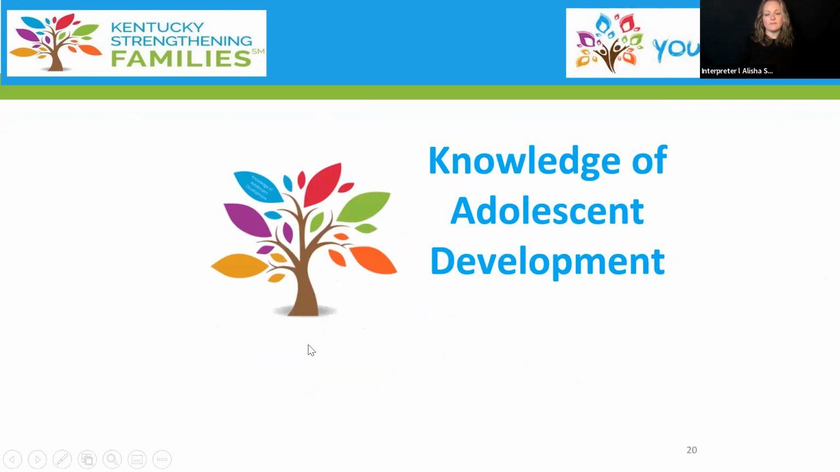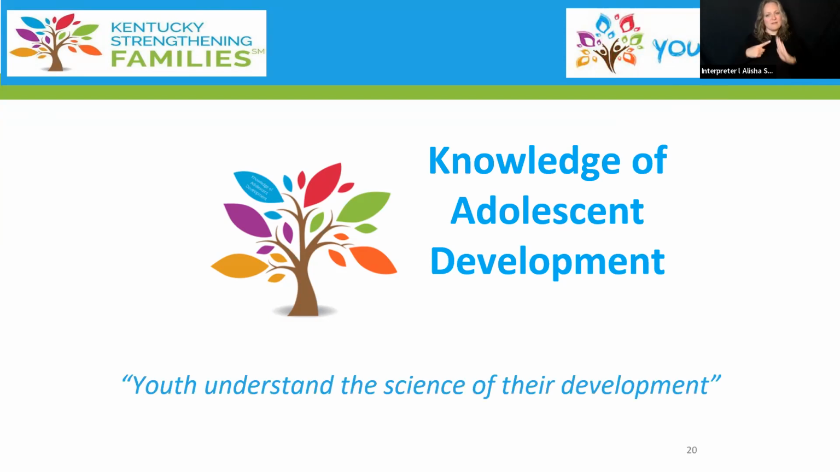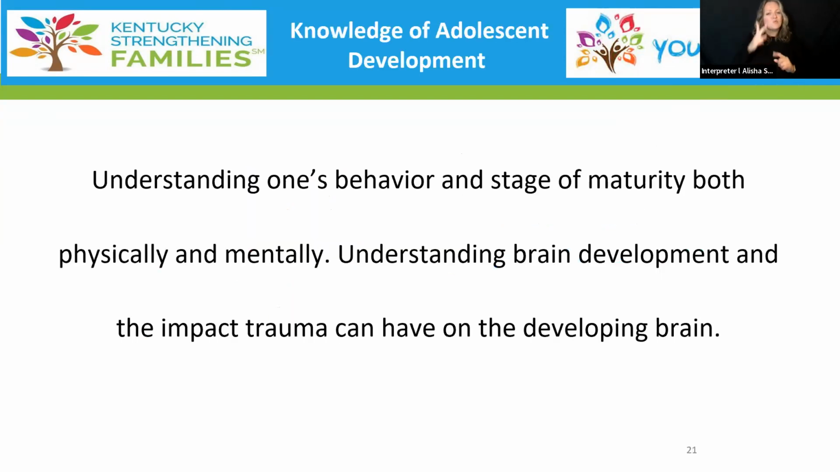So as Shannon just said, we're going to dive deeper a little bit into the protective factors. The first one is knowledge of adolescent development. And I really love these definitions because youth help to create them. So put simply, youth understand the science of their development. But in the next slide, you'll see a longer definition. And that is young people understanding their own behavior and stage of maturity, both physically and mentally, and understanding brain development and the impact trauma can have on the developing brain.